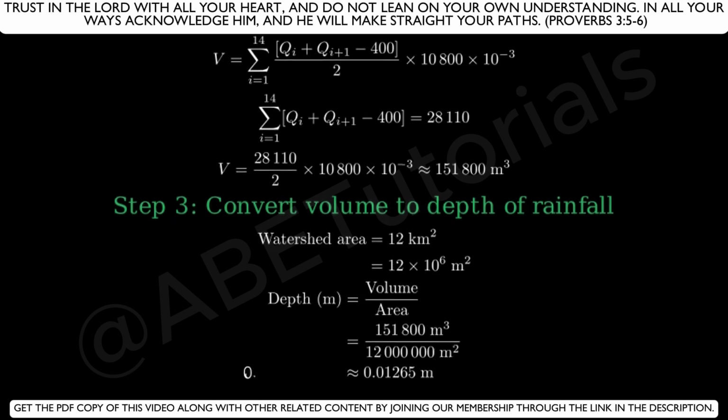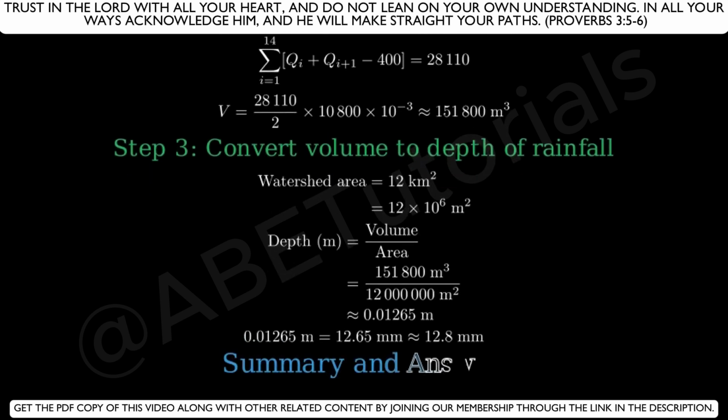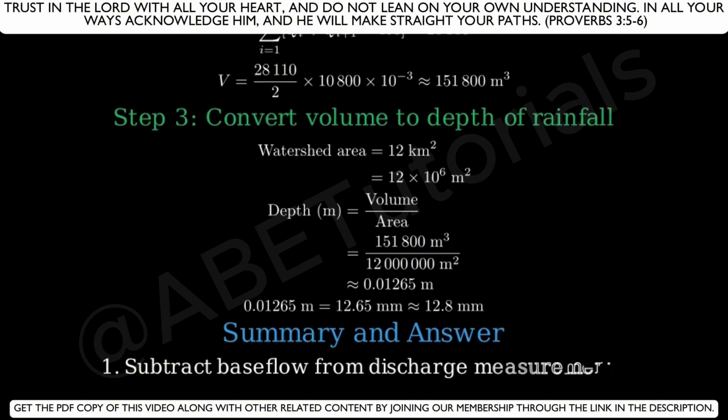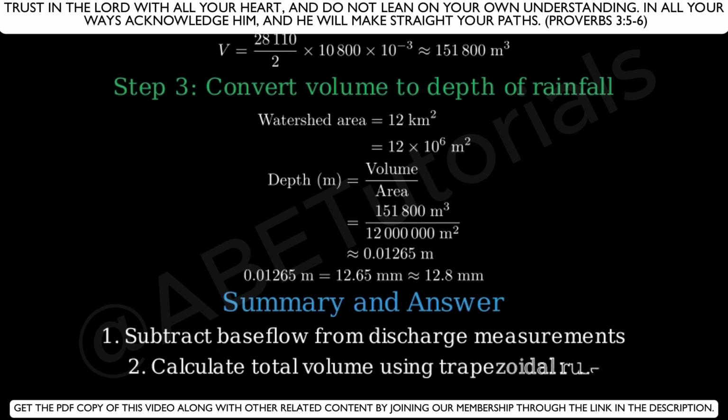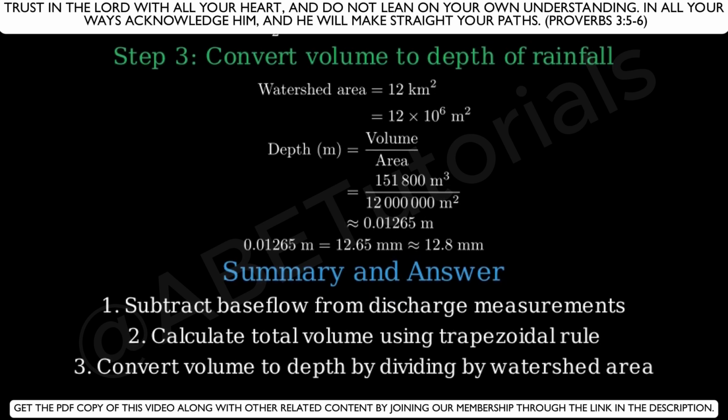Looking at our answer options, the closest value is 12.8 millimeters, which is option B. So, to summarize what we did, first we subtracted the base flow from each discharge measurement to find the excess flow. Second, we used the trapezoidal rule to calculate the total volume of excess water, which came out to approximately 151,800 cubic meters. Third, we converted this volume to a depth by dividing by the watershed area, giving us approximately 12.65 millimeters. Therefore, the answer is option B, 12.8 millimeters.